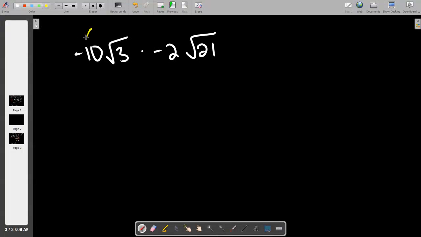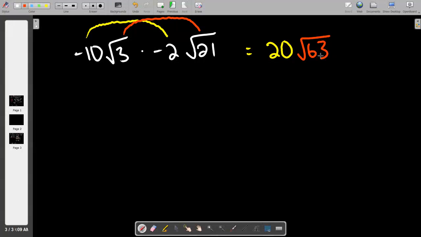So what is -10 times -2? Good job. So we have 20. That's not a root. You don't try to break that down. People sometimes say, do I break that? You don't break it down. You only break down roots, right? And so then I take the root 3 and the root 21 and I multiply them. What do I get? Root 63.